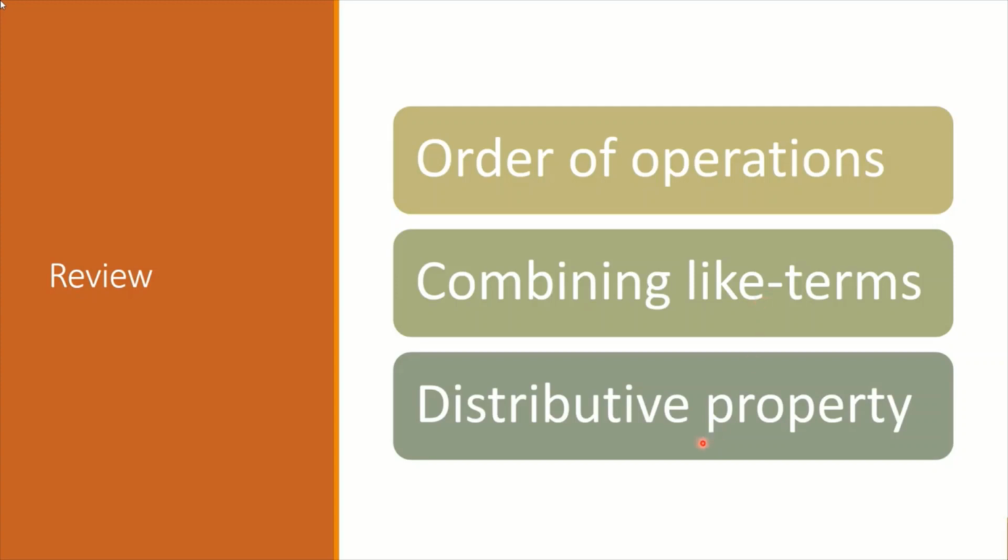Now, sometimes you end up with parentheses and you can't do what's inside the parentheses. So a way that you can get rid of the parentheses is by using the distributive property, which is multiplication over addition or subtraction. And you just multiply to each term that's inside the parentheses.